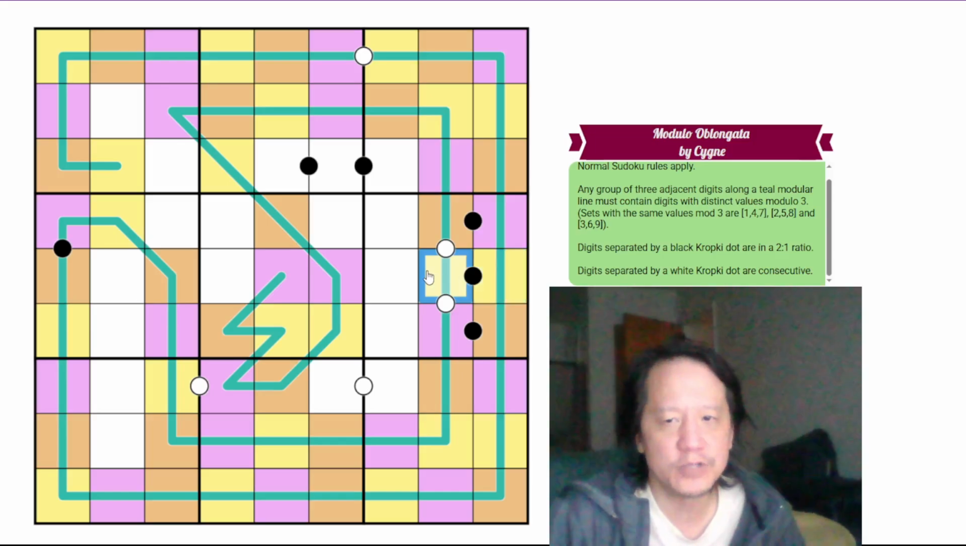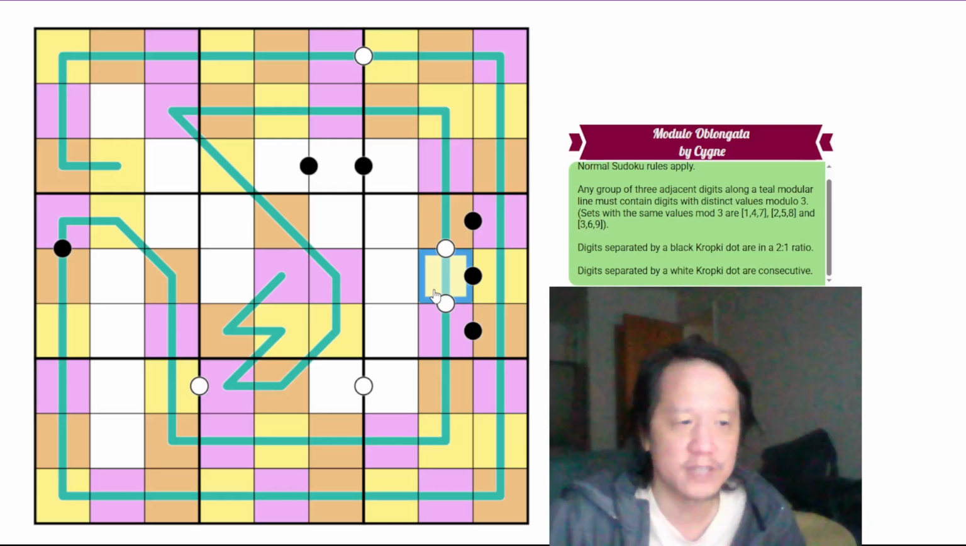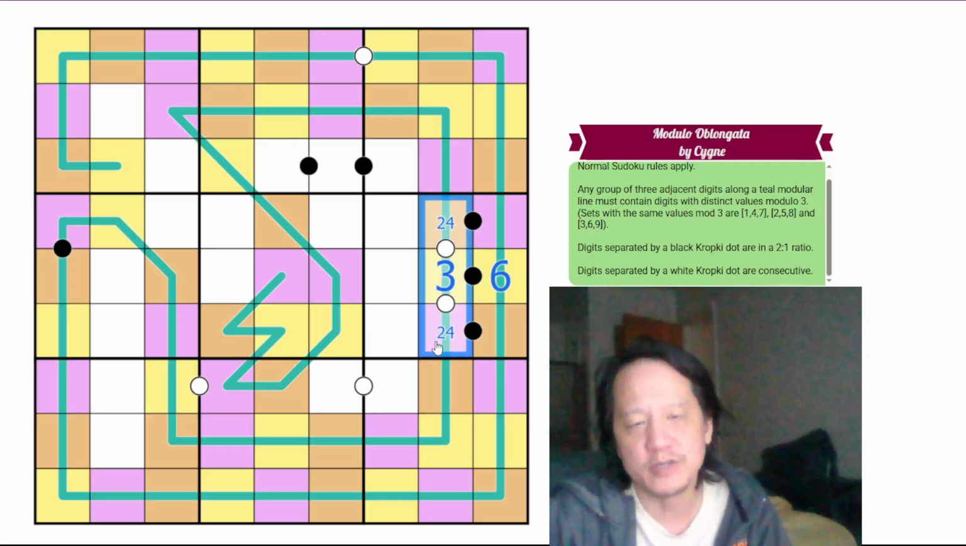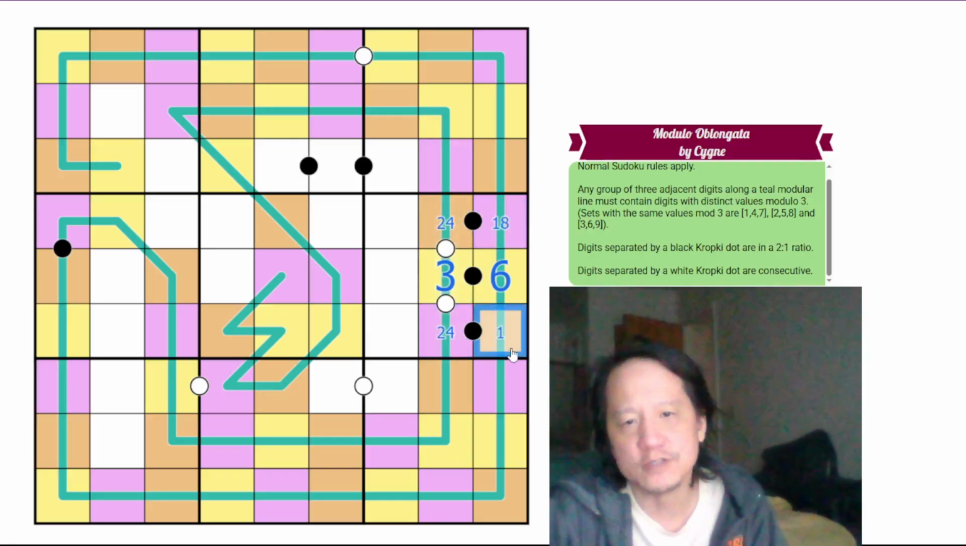6 is only consecutive with 5 or 7, which are never in 1-to-2 ratios with another digit. So this has to be 3 here. This is 6, and this must be a 2 or 4 to be consecutive with 3. That forces this to be 1 or 8.